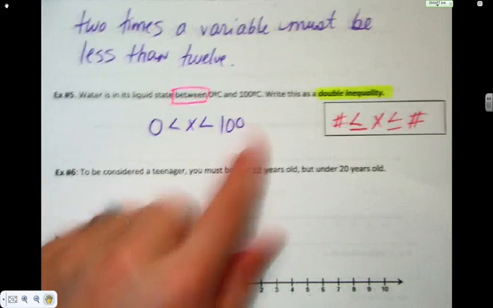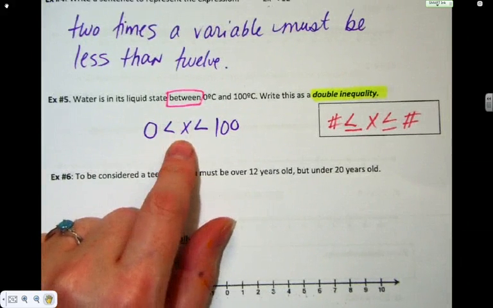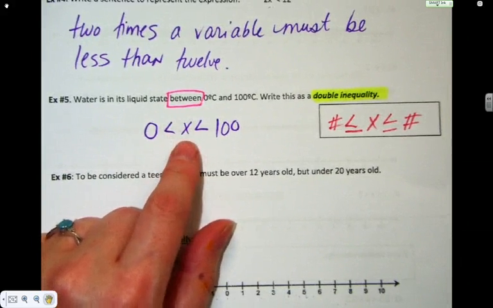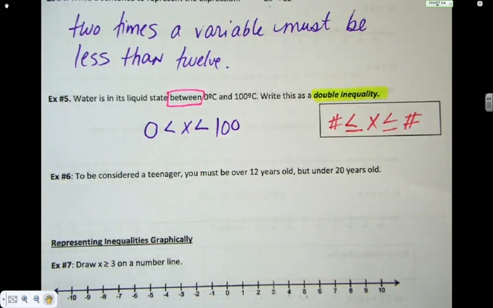Now I know to you that looks crazy. To a mathematician, this says between 0 and 100. That's the notation for between. So when I look at that, I know that means the word between. Again, it's called a double inequality because it's got two inequality signs.